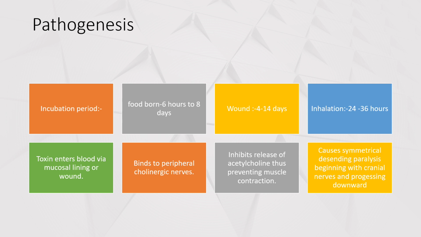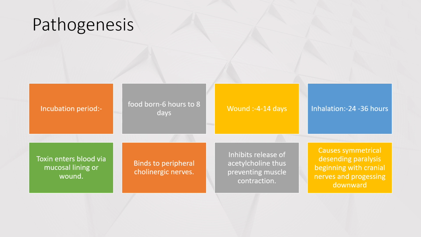Toxins enter the blood via the mucosal lining or wound, like when our epithelium is disrupted due to some mechanical injury. It binds to peripheral cholinergic nerves. Cholinergic means it secretes the neurotransmitter acetylcholine. This acetylcholine is responsible for the production of action potential, and this action potential is very important for muscle contraction. So this bacteria inhibits the secretion of acetylcholine, and it prevents muscle contraction.